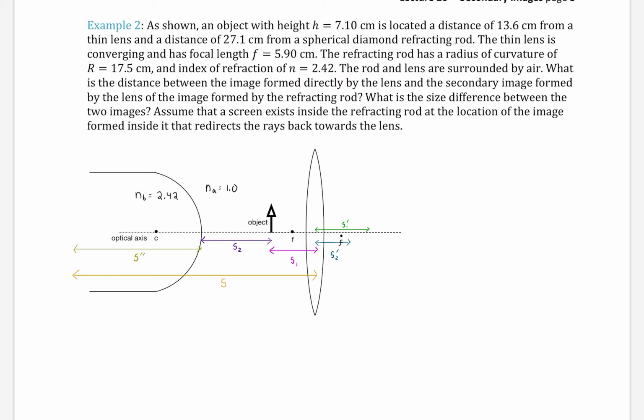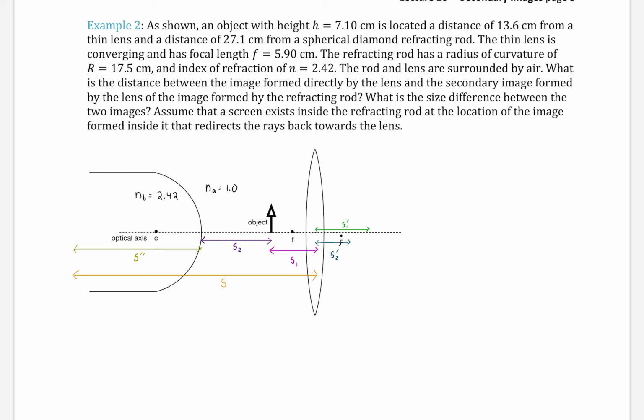What is the distance between the image formed directly by the lens and the secondary image formed by the lens of the image formed by the refracting rod? What is the size difference between the two images? And we assume that a screen exists inside the refracting rod at the location of the image formed inside it that redirects the rays back towards the lens. And that would have been true of part B of example 1, because when we form that real image within the refracting material, that means that all those rays, those convergent rays, are just going to continue towards the left. So we need some way to send them back towards the converging lens to get that secondary image.